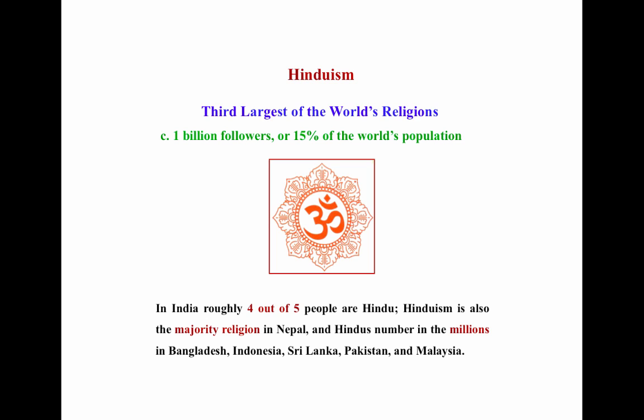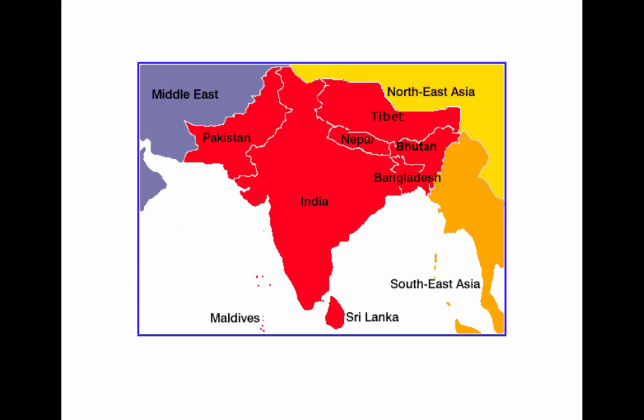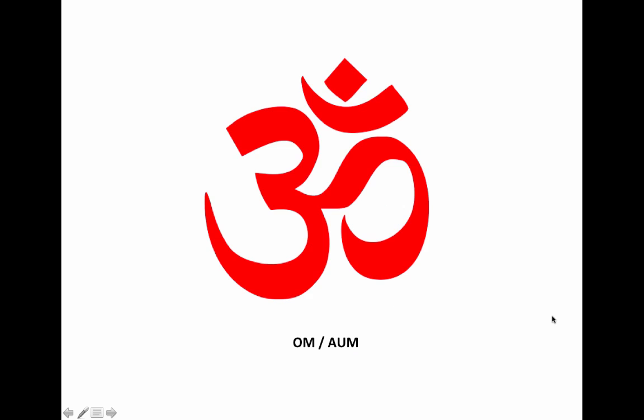And it's also the majority religion in Nepal. Hindus, many millions of Hindus in countries including Bangladesh, Indonesia, Sri Lanka, Pakistan, and Malaysia. And if you want to picture those countries, here are several of them anyway. There's India, Pakistan up here to the northwest of India. There's Nepal, Bangladesh. Sri Lanka is a little island down here off the southeastern coast of the Indian subcontinent. And then Malaysia, Indonesia would be down here, actually off of this particular map.